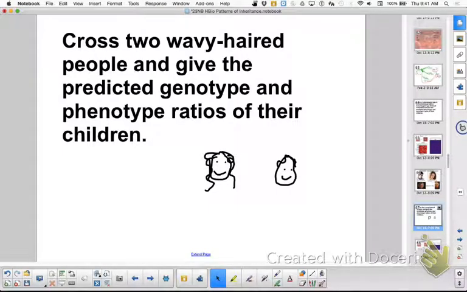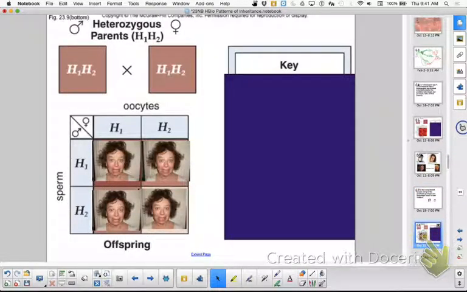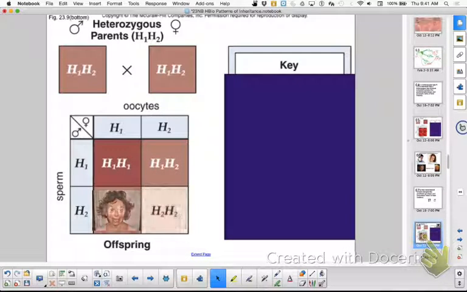Did you set it up like this? Yeah. Okay? Now, when you get your ratios, do you notice anything about your geno and phenotype ratios? What are you noticing? They're the same. Why is it that the genotype and the phenotype ratios are the same?